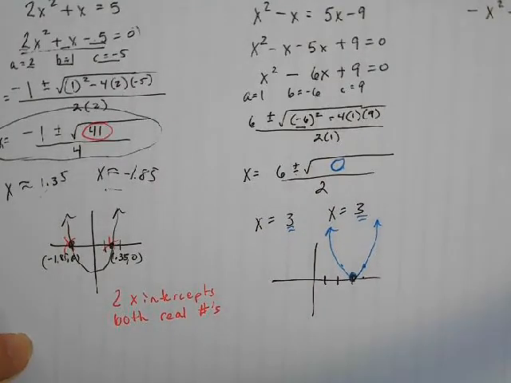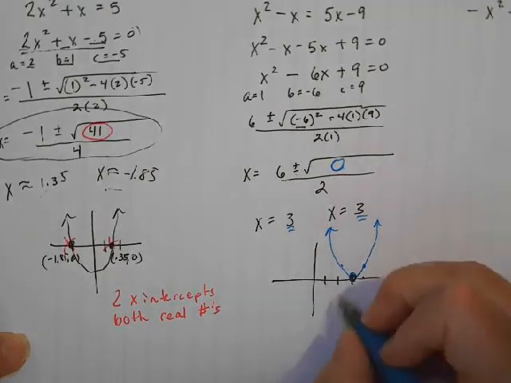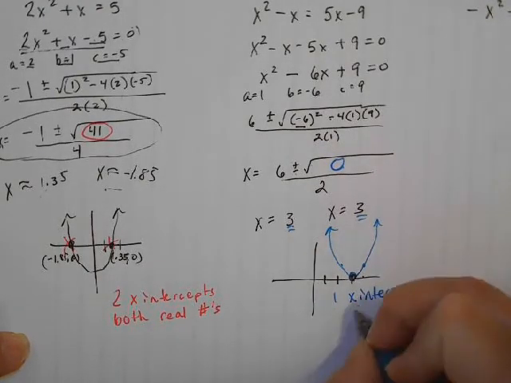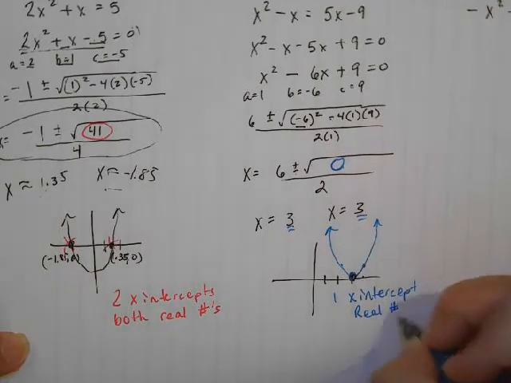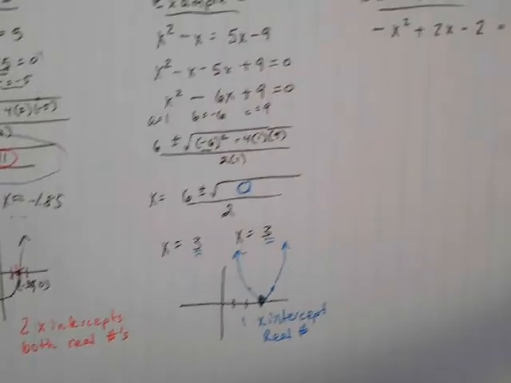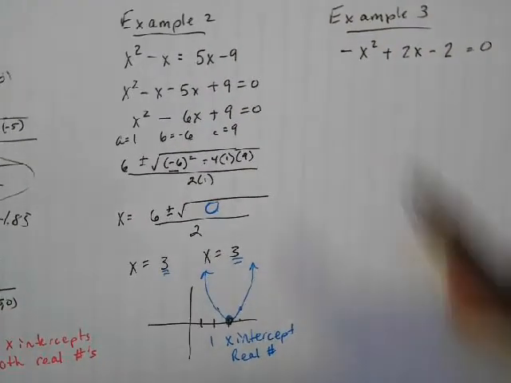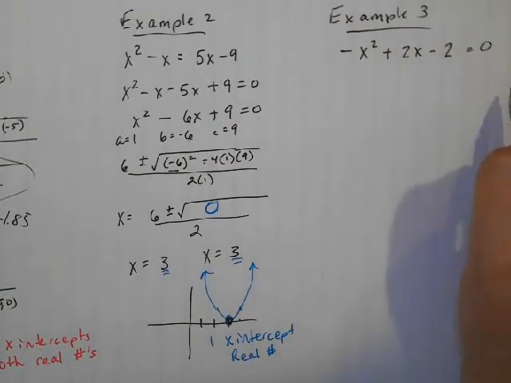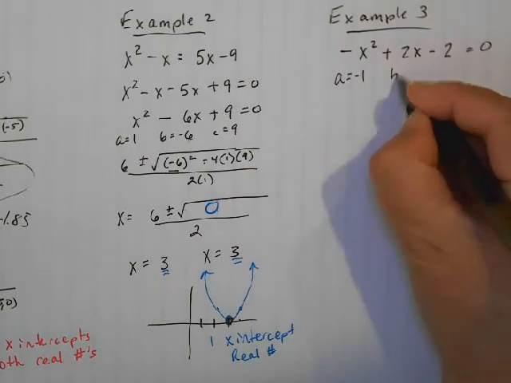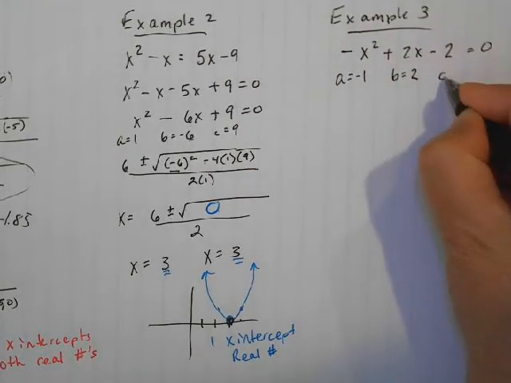On the second problem, I only had one x-intercept, and it was a real number. Okay, let's go do the third problem. So this one's already in standard form for me. So I'm going to do the A is -1, B is 2, and C is -2.